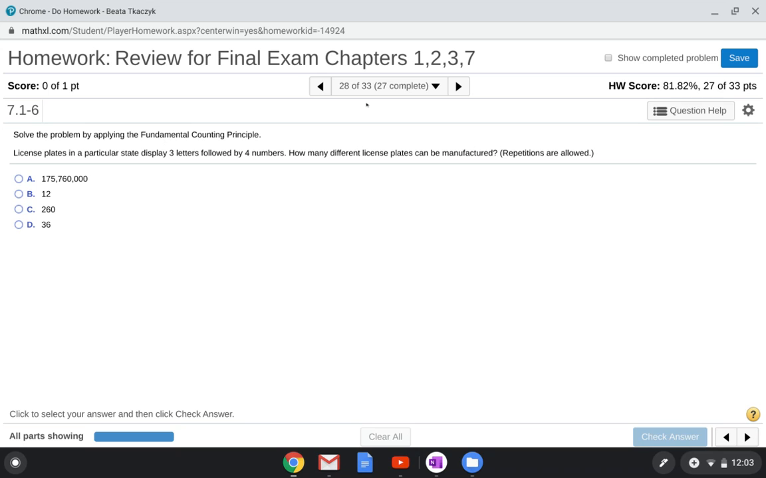Fundamental counting principle, that's the one when you have to multiply all the choices. Okay, so license plates in particular states display 3 letters, followed by 4 numbers. How many different license plates can be manufactured? Repetitions are allowed. Okay, so let's talk about this problem.